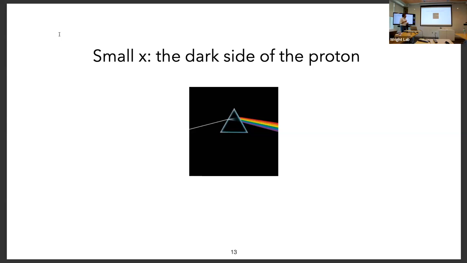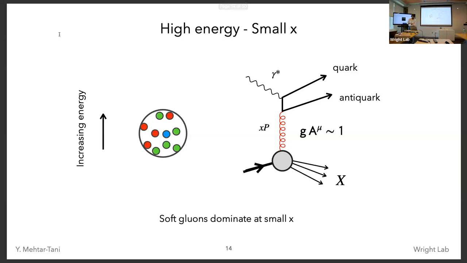All right, so we understand the partons inside the proton, I think, to some extent. But do we really understand what happens at small x? And I think somehow this is still terra incognita. So what happens at small x? All right, so here's a picture, a cartoon.